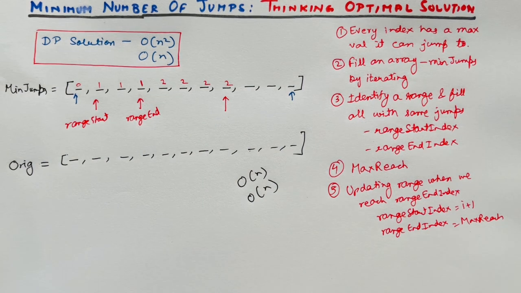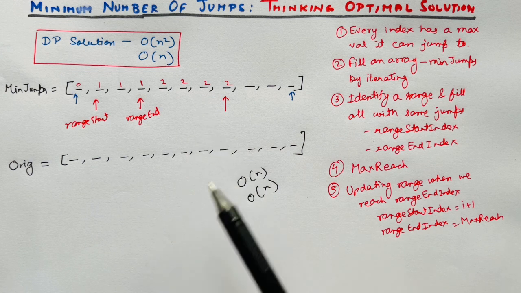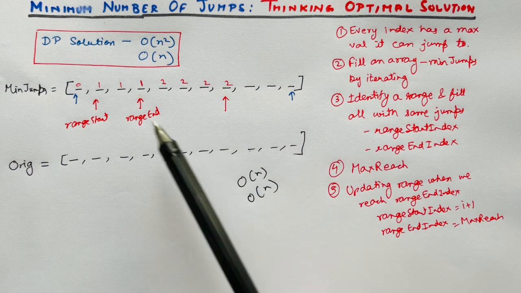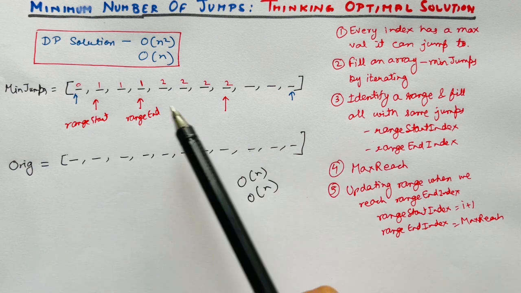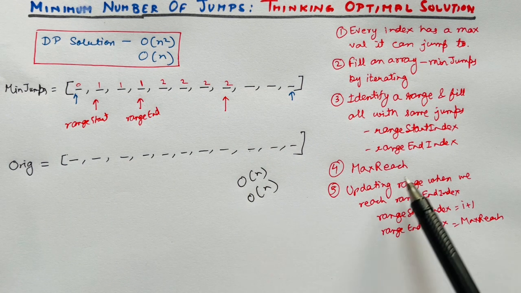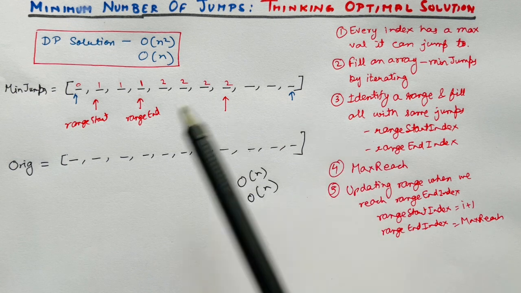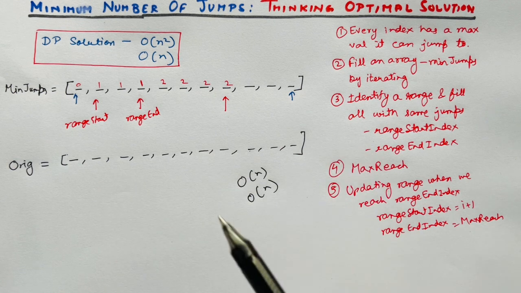So now we know how to figure out the indices which require 0 jumps, which require 1 jump, which require 2 jumps and so on. We know how to update our ranges to figure out whose values are 1, whose values are 2 and so on. And we also know how to figure out the max reach that will be useful to update the ranges. So we have everything that we need to convert our thoughts into an algorithm. So let's try to do that.